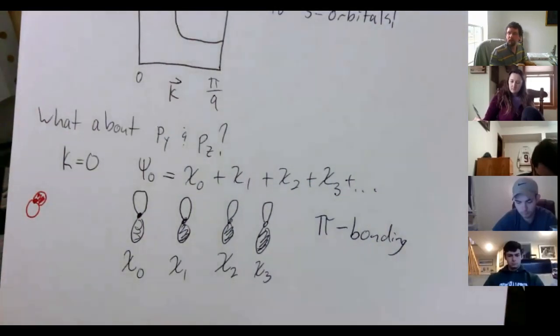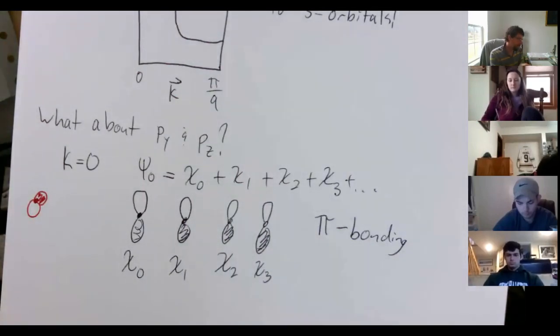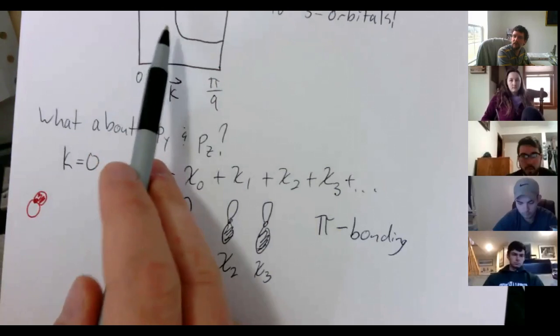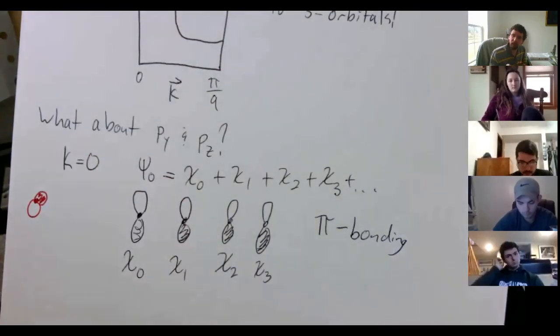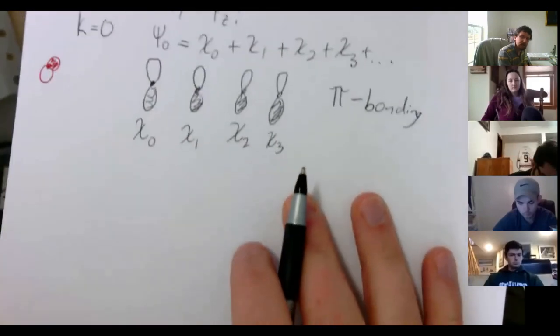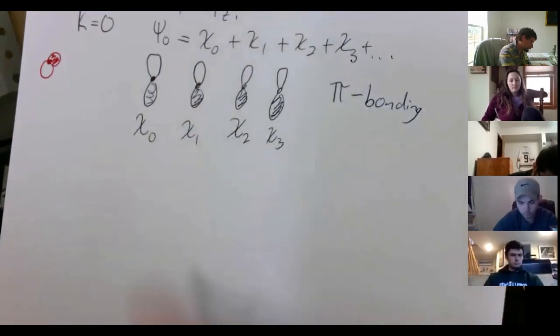Okay, so remember last time we talked about band dispersion, where the quality of overlap determines how steep this band structure is. Just keep that in mind in a little bit. Okay, next, let's look at the other situation.